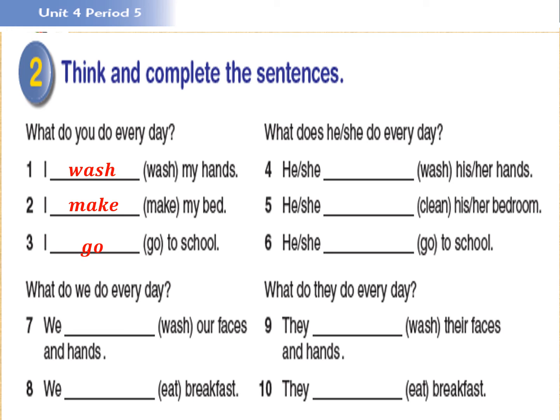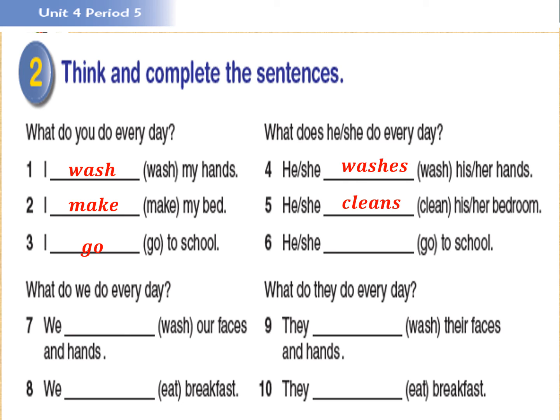Okay, what does he or she do every day? As we said, when the subject is he or she, we add s or es to the verb. He or she washes his or her hands. Yes, washes. We add es. He washes or she washes her hands. 5. He or she cleans. Yes, we add s to the verb.